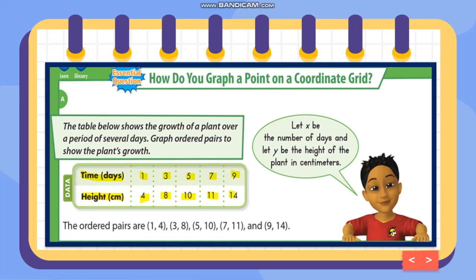It's stated here, let x be the number of days. It means the time, or the number of days, is what we call the x-coordinate, and let y be the height of the plant in centimeters. It means this height is our y-coordinate. So the ordered pairs that we have from this given data are 1 and 4, 3 and 8, 5 and 10, 7 and 11, 9 and 14.